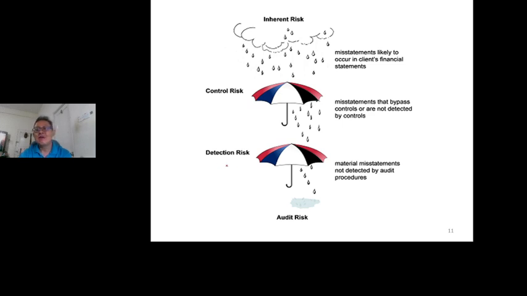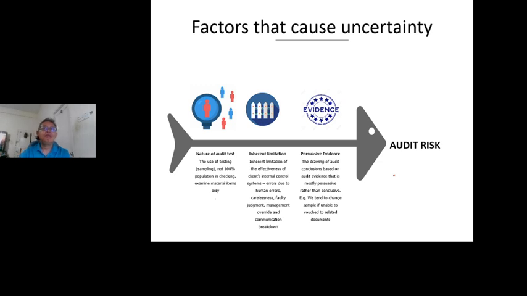Detection risk is the risk the auditor is unable to detect the material misstatement. When the detection risk is high, the auditor is actually facing a risk of making a wrong or inappropriate opinion. That is audit risk. Now, this audit risk results from uncertainty. Why does this uncertainty happen? Because of the nature of audit tests.